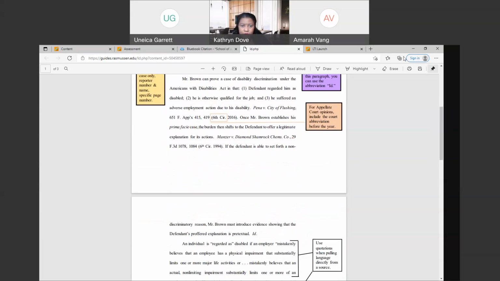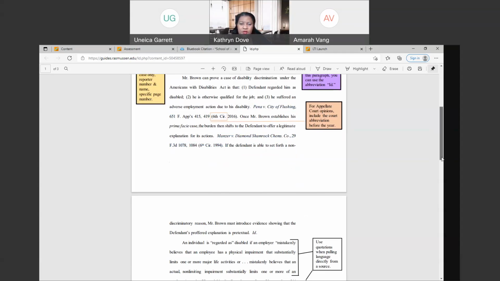Our facts show that Mr. Brown can prove a case of disability discrimination under the ADA: that defendant regarded him as disabled, he's otherwise qualified for the job, and that he's suffering an adverse employment action due to his disability. We've cited a case there for that definition of what it means to be disabled. There's your citation. Once Mr. Brown establishes his prima facie case under the ADA, the burden will shift to the defendant to offer a legitimate explanation for its actions. Again, citing to a case where that rule of law can be found.